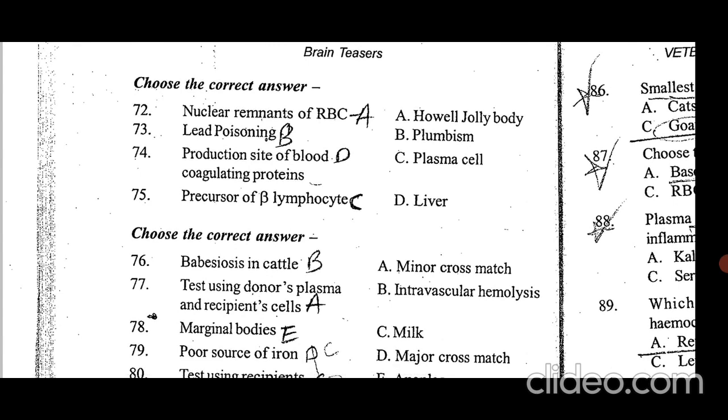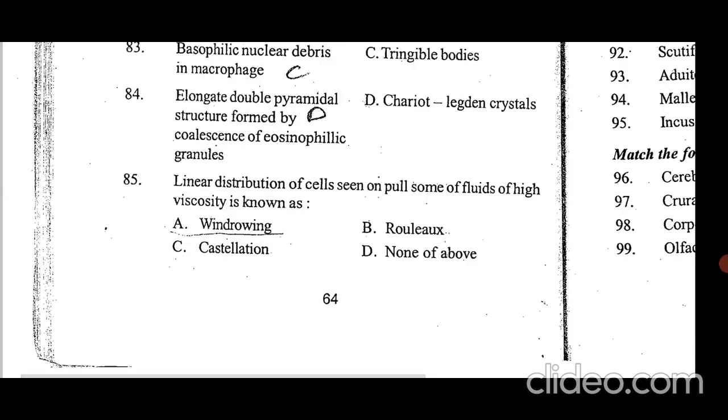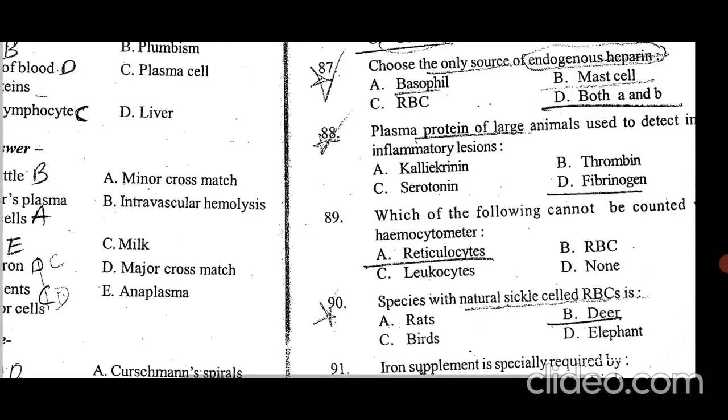Nuclear remnants of red blood cells are in the Howell-Jolly body. Lead poisoning is plumbism. The production site of red blood clotting proteins is the liver. The liver produces blood clotting proteins, and the precursor of B lymphocytes and immunoglobulins is the plasma cells. And wind drawing is the linear distribution of cells seen on pulling fluids of high viscosity. High viscous fluids that result in the linear distribution of cells show wind drawing.